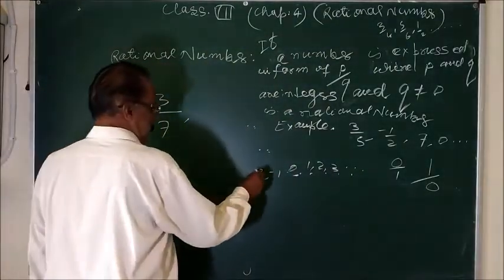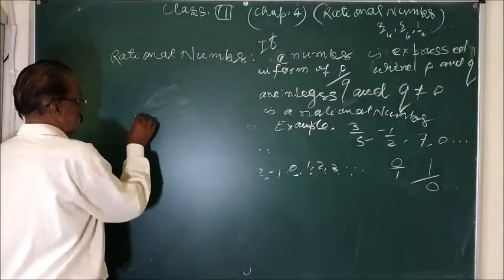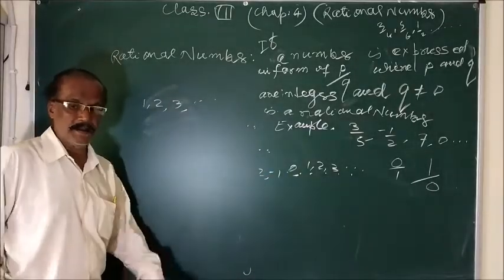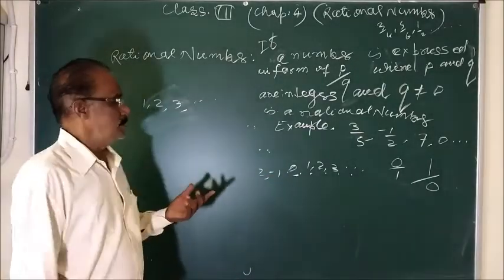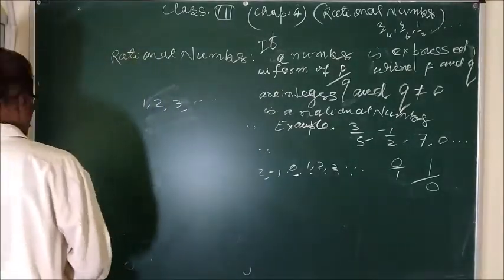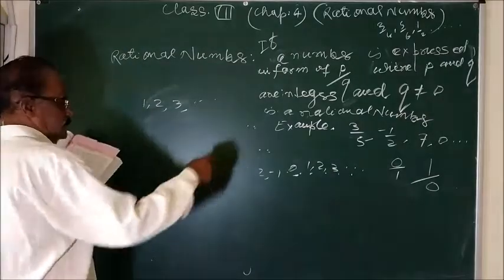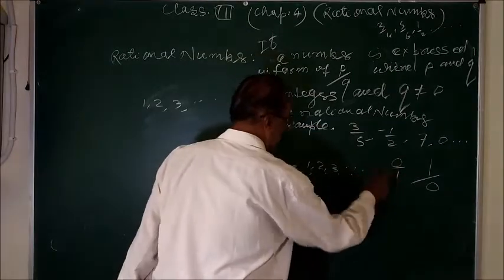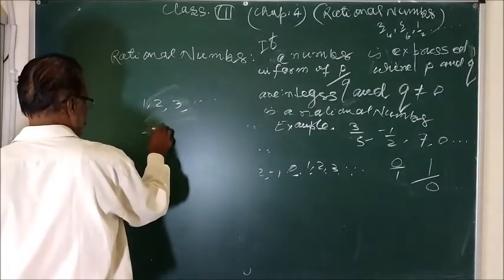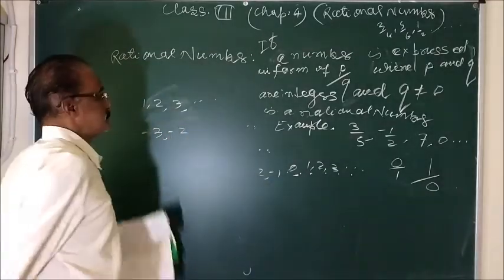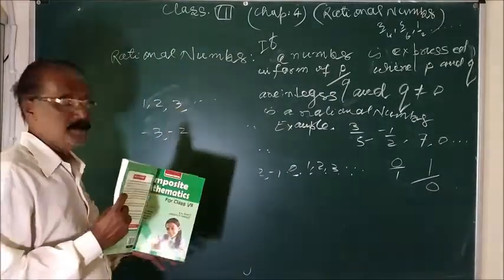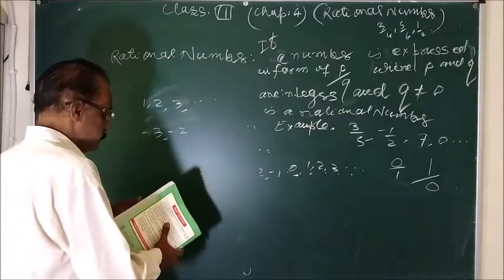Now you see, every integer is a rational number. Every natural number is a rational number. But every rational number is not necessarily natural. These are the properties. And 0 is a rational number, I have just explained 0 by 1. This is a natural number, and these are the integers. So all the integers are rational numbers, but all the rational numbers are not necessarily integers. These points you should remember.